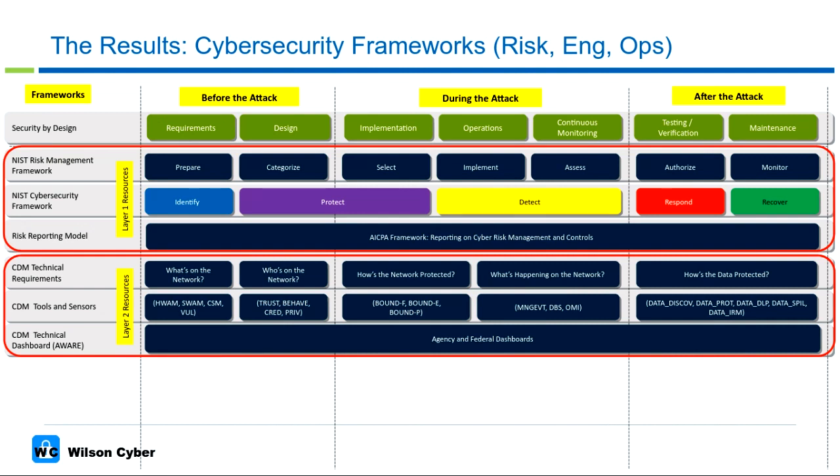So results are frameworks, risk, engineering, and operations. Last week we talked about layer 1 resources, which is at the risk level. Here we're talking about layer 2 resources, which is at the engineering level. Layer 1 was risk management framework, cybersecurity framework, and a risk reporting model. This week, layer 2 is the CDM technical requirements, CDM tools and sensors, and the CDM technical dashboard. So you can see we're starting to build a picture of where we're going with the security program.